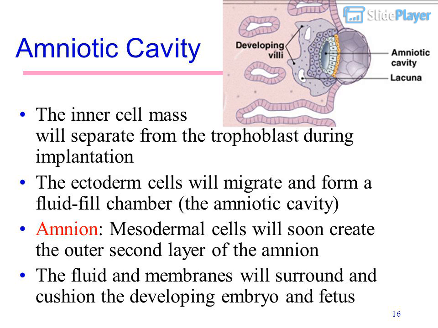Amniotic cavity. The inner cell mass will separate from the trophoblast during implantation. The ectoderm cells will migrate and form a fluid-filled chamber, the amniotic cavity. Amnion: mesodermal cells will soon create the outer second layer of the amnion. The fluid and membranes will surround and cushion the developing embryo and fetus.